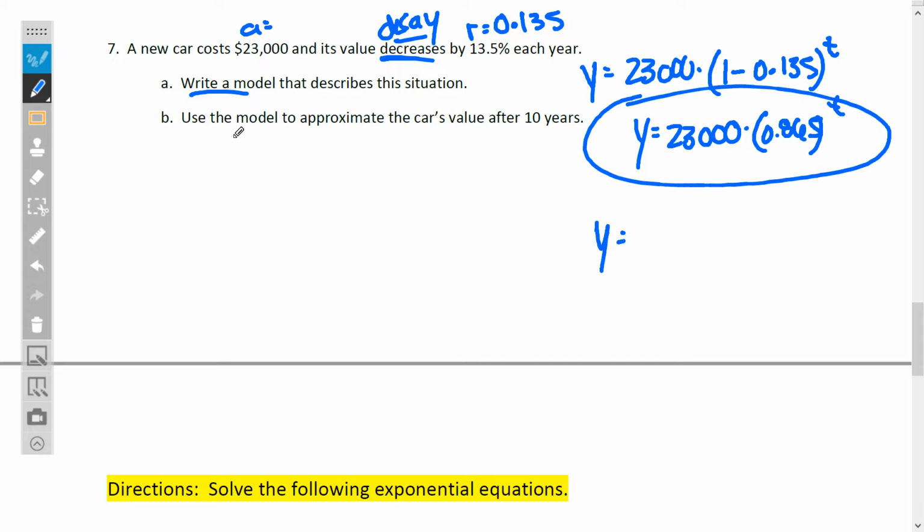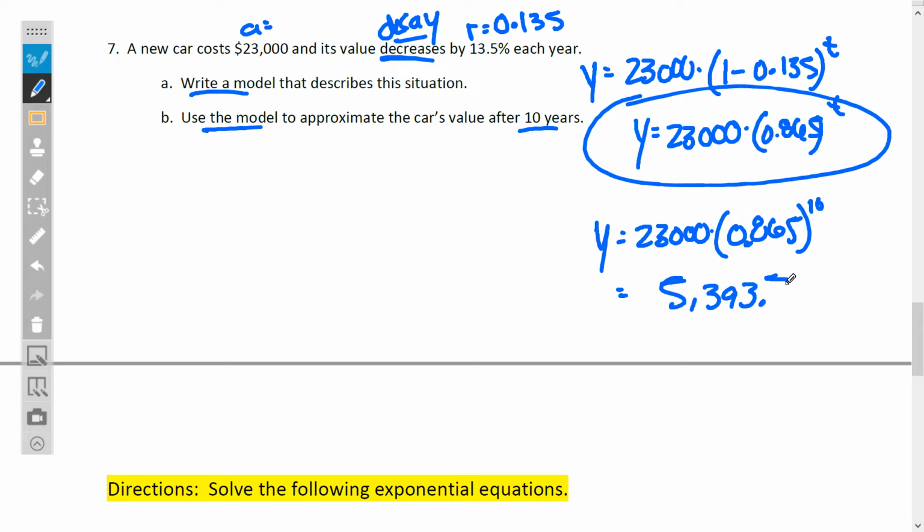Now let's use that model, letter B, to calculate the car's value after 10 years. So I'm just going to plug in 10 here, 0.865 to the 10th power. All right, so let's do the exponent first, 0.865 to the 10th. Multiply that by 23,000. So we get $5,393.73. Okay, so it's lost quite a bit of value over the time period.